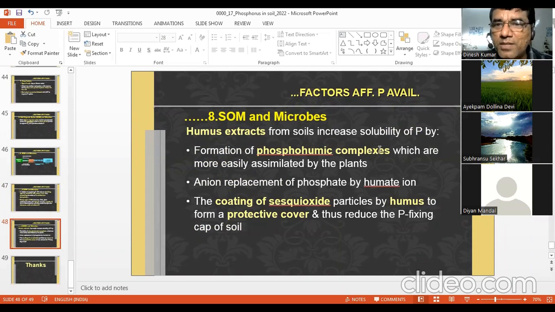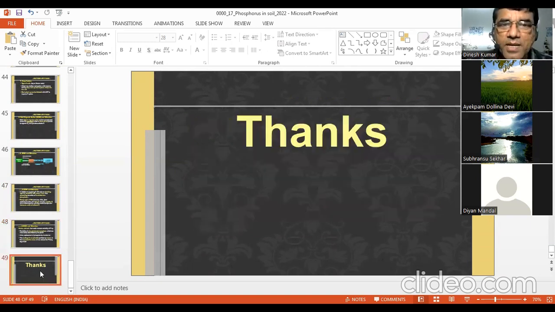Humus extract from soils increases solubility of phosphorus. The more the organic matter, the more the humus. Formation of phosphohumic complexes: it can complex the phosphorus, which is more easily assimilated by the plant. Anion replacement of phosphate by humate ion. The coating of sesquioxide particles by humus to form a protective cover and thus reduce the P fixing capacity of the soil. So dear students, these were the important factors that affect your availability of phosphorus or fixation.